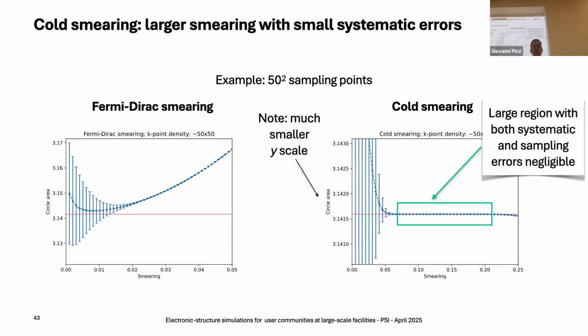And you can see this even better here. So here I'm fixing the k-point grid. In my example, again, it's a toy example, a 50 by 50 grid in my square. I'm trying to compute the area of the circle. And this is the area I compute as a function of smearing when I put Fermi-Dirac smearing. And this is the area I compute when I put cold smearing.